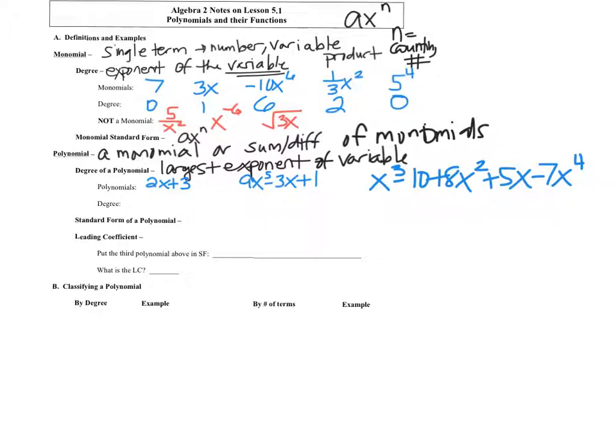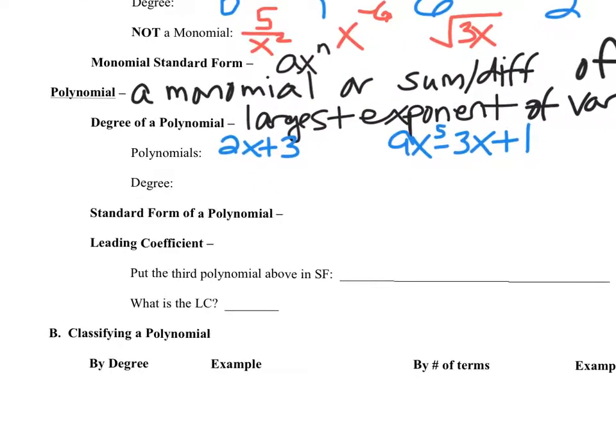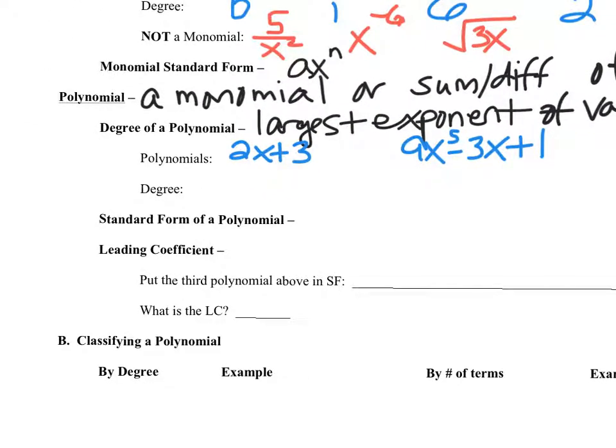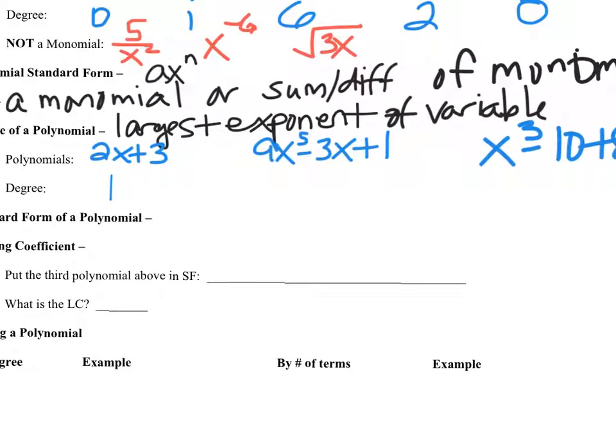So let's talk about the degree of each of these. What's the degree of the polynomial 2x plus 3? 1. Yep, it's the largest exponent. This one has two terms, a 2x and a 3, and the 2x kind of wins. It overpowers everything. Which one wins here? 5. The degree of that polynomial is 5.